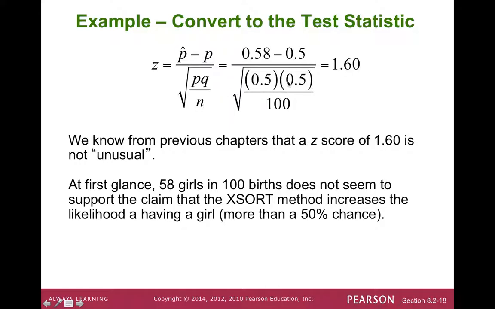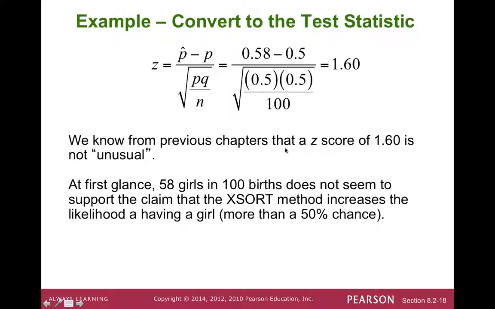Then we're going to divide that by the square root of our population proportion p, which is 0.5, times 1 minus 0.5, which is how we calculate our q, which is also 0.5. And then divide that by 100, which was the number of people that we had. And when we do that, we find we get a z-score of 1.6. And we know from previous chapters, and this is from the range rule of thumb, that anything within 2 standard deviations, or having a z-score of less than 2, is not unusual.